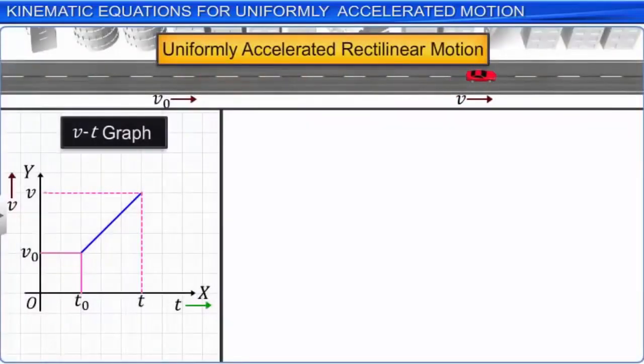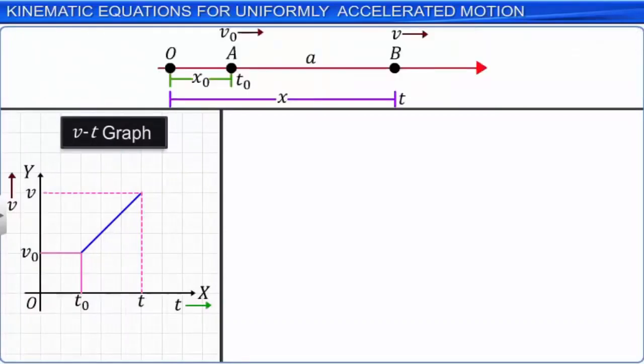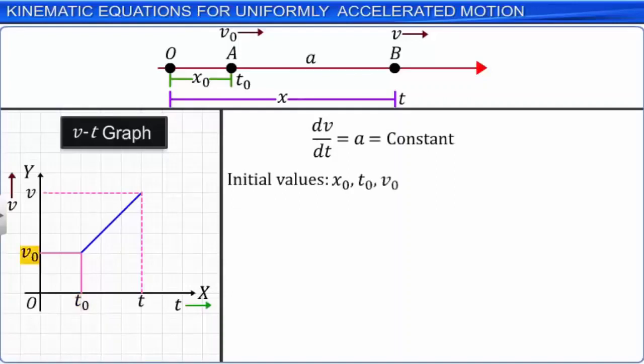In this type of motion, the acceleration of the particle is a constant: dv by dt is equal to a, which is a constant. The initial values are x0, t0 and v0. Similarly, the final values are x, t and v.